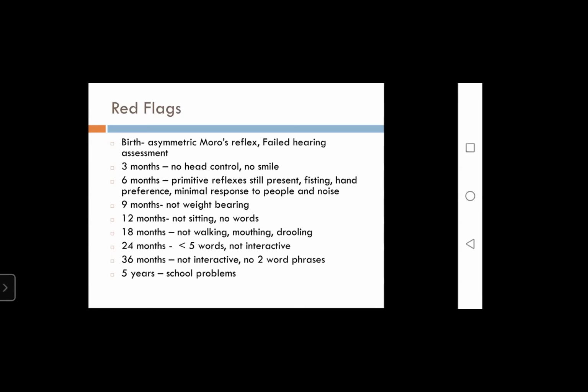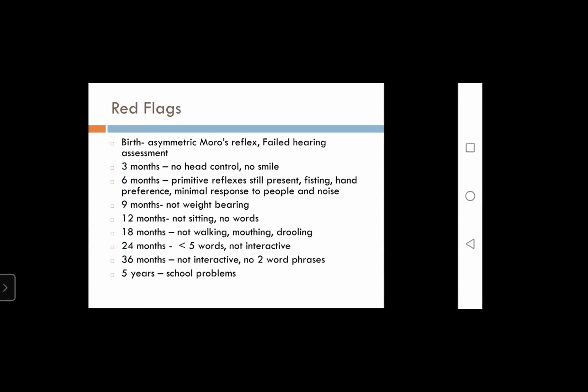Okay, hand preference doesn't come before the age of 18 months at the earliest. So if the child only uses the right side or only uses the left side, then the child needs to be evaluated. The child might have had something like a neonatal stroke. Okay, if the child has minimal response to people or noise, it might be a hearing problem. It might be a very severe autism kind of thing, even though it's very early to detect. At 9 months, if the child is not weight bearing. 12 months, not sitting, no words. 18 months, not walking, mouthing, drooling.